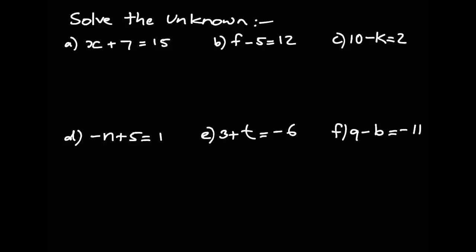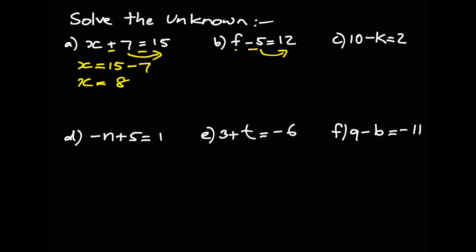Right, we're just going to do a few linear equations solving for the unknowns, starting with A. Firstly, we want to get the x by itself, so we want to bring this 7 across. Now because it's a positive 7, it comes across the equal sign as a negative. So x is equal to 15 minus 7. X equals 8.